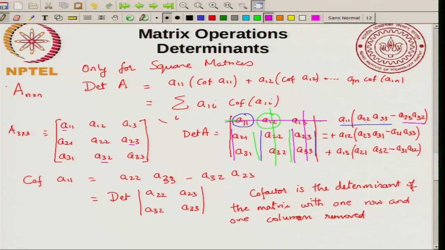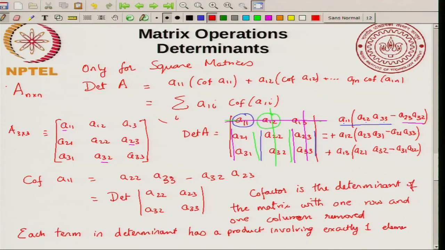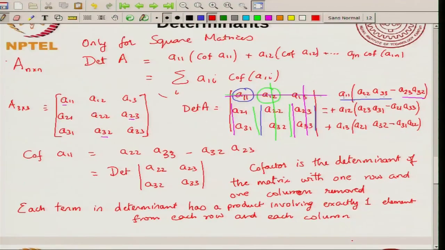You can never have a product that involves two elements from the same row or two elements from the same column. Every product has one element from each row and one element from each column. I will just make a note of this. Each term in the determinant has a product involving exactly one element from each row and each column. And this is again a very important fact to note, that you never have two elements from the same row multiplied in a determinant expression.